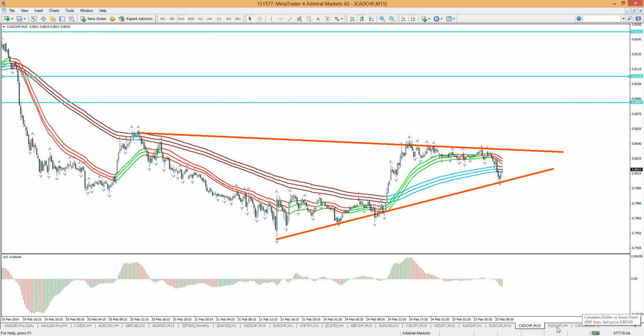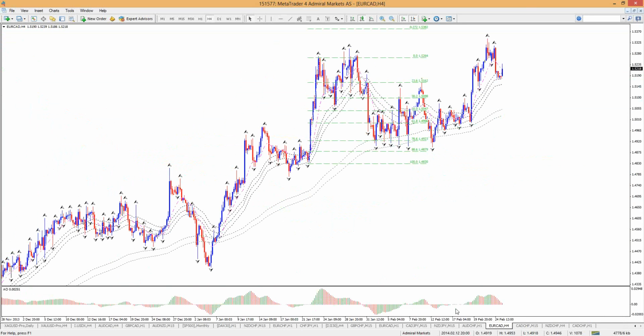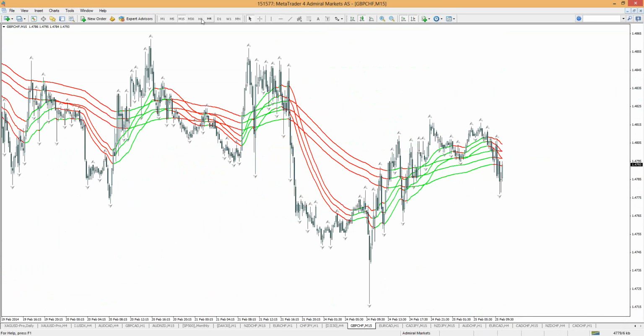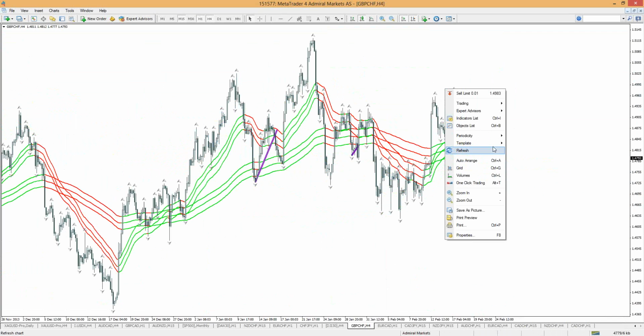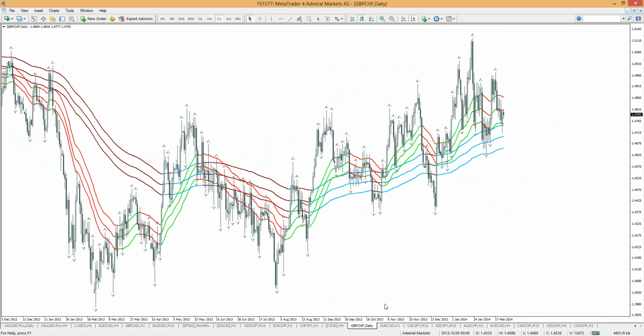Interesting situation though. Let's see what else. EuroCAD moving up as well, just like the others. Pound Swissy. That's pretty choppy. Look at that. Not too interesting in my opinion. Very choppy. Maybe the hourly has a bit better.